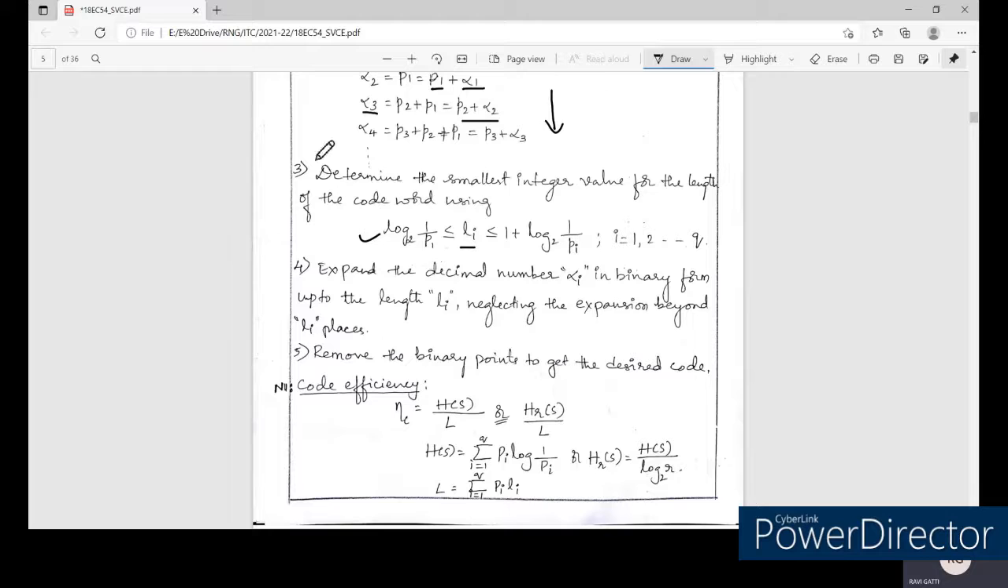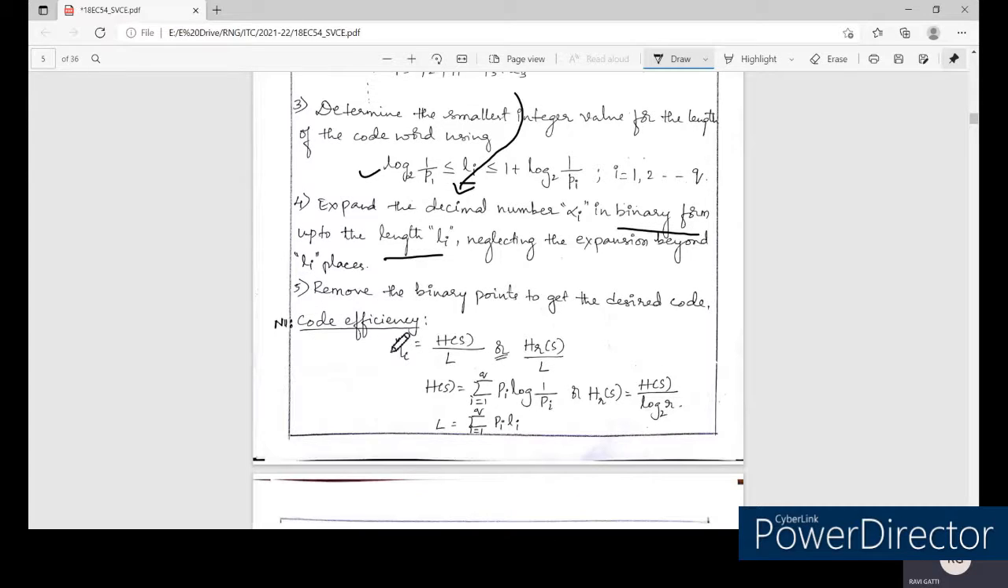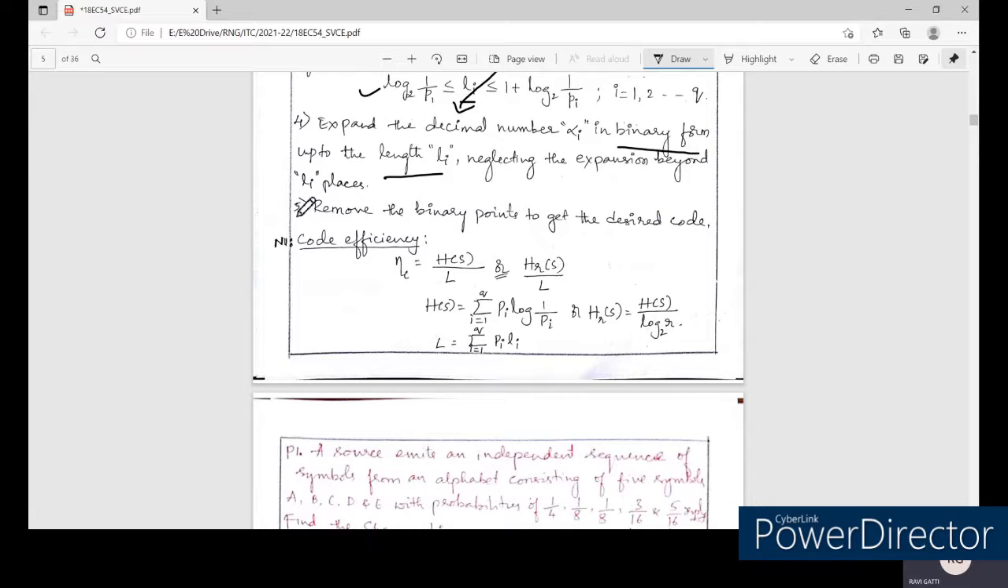Next, the alpha values you have calculated you need to convert into decimal values, and then these decimal values you need to represent in binary form. The length of this binary value should not exceed the li value you calculated in the previous expression. After writing the binary expression in the fifth stage, you will get the code words, converted from the source alphabet into code alphabet.